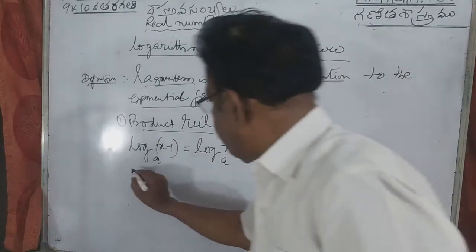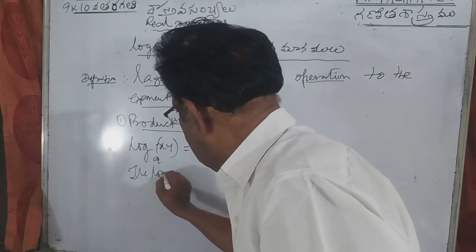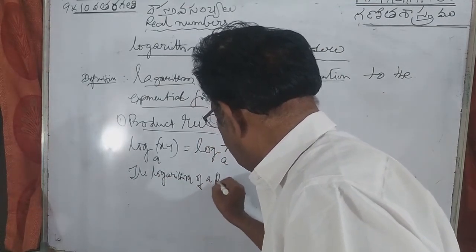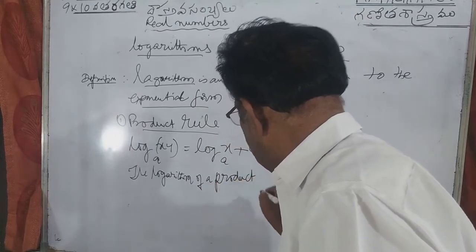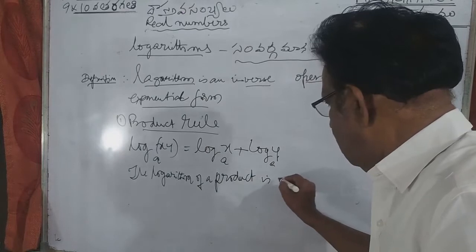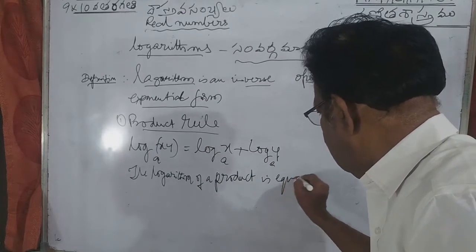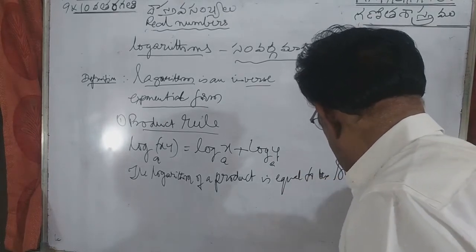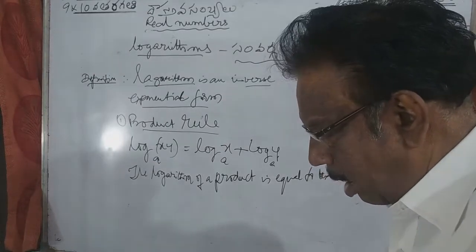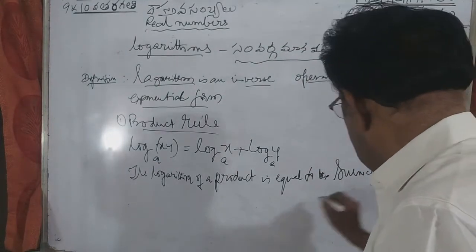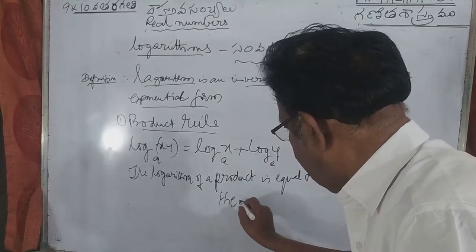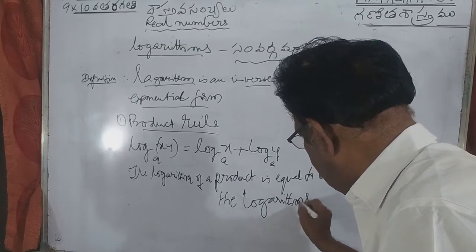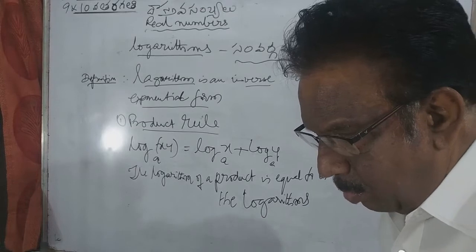That is, the logarithm of a product is equal to the sum of the logarithms. Logarithm of the product is the sum of the logarithms.